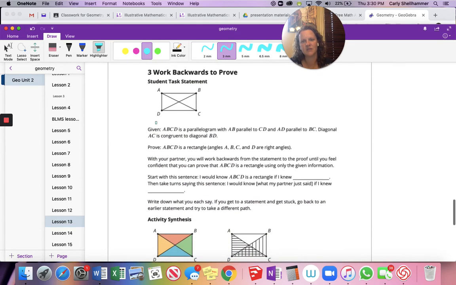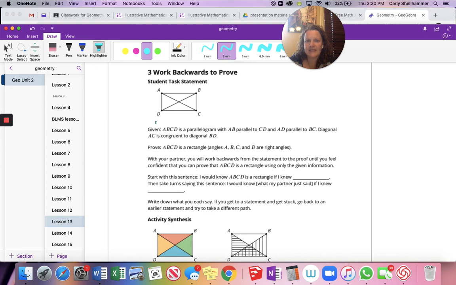All right, so this one says work backwards to prove. Okay, so given ABCD is a parallelogram with AB parallel to CD and AB parallel to BC, diagonal AC is congruent to diagonal BD. So this is actually a rectangle. So those diagonals are congruent. Okay, so we're proving that it's a rectangle.